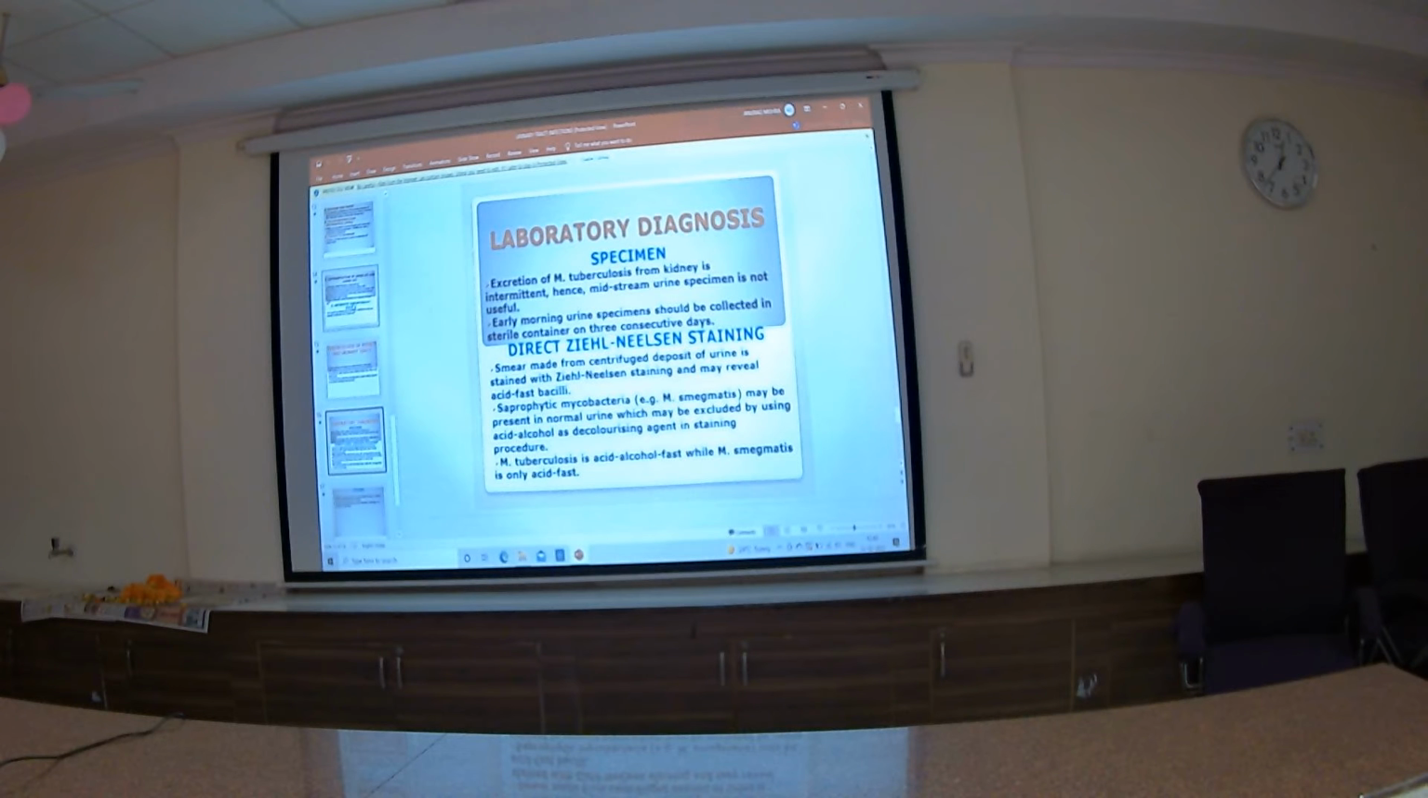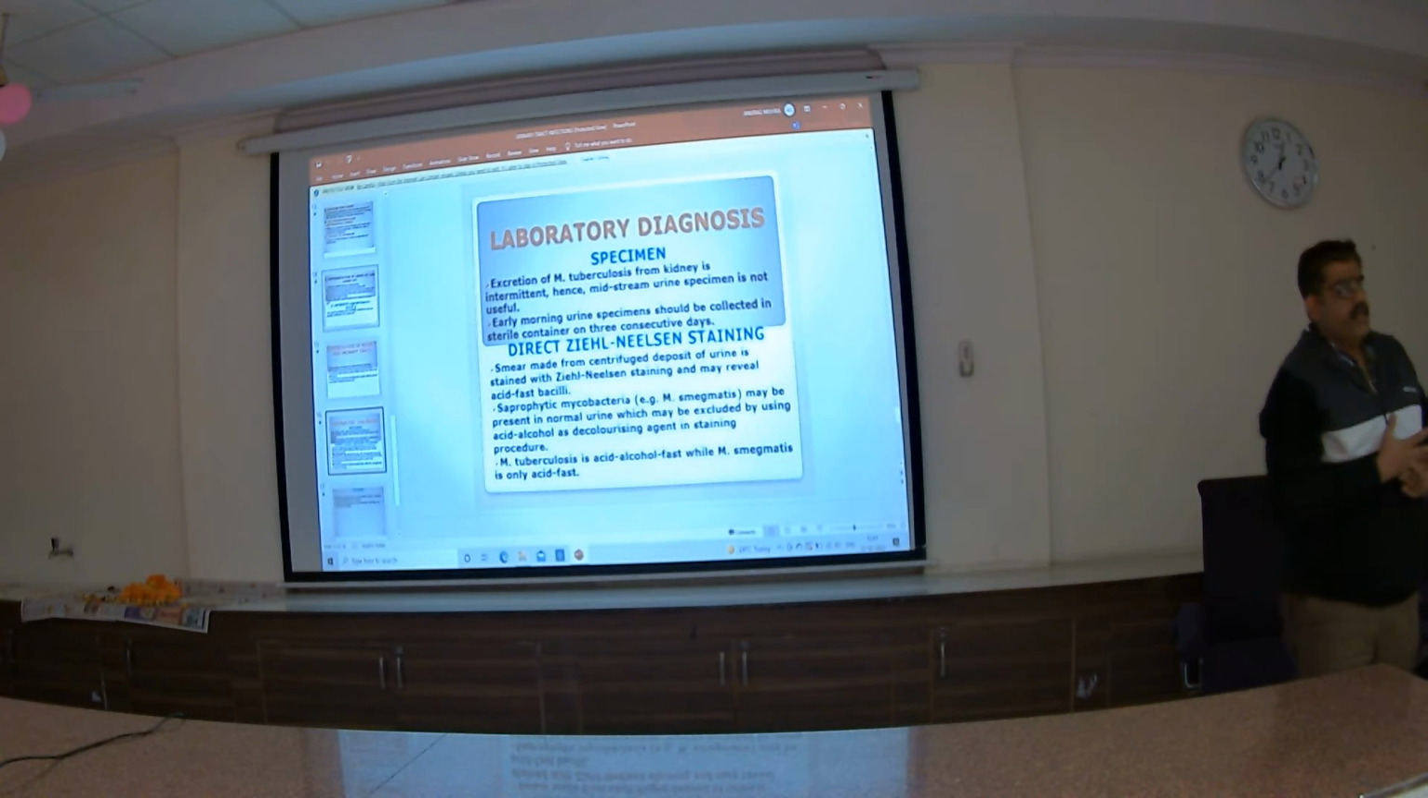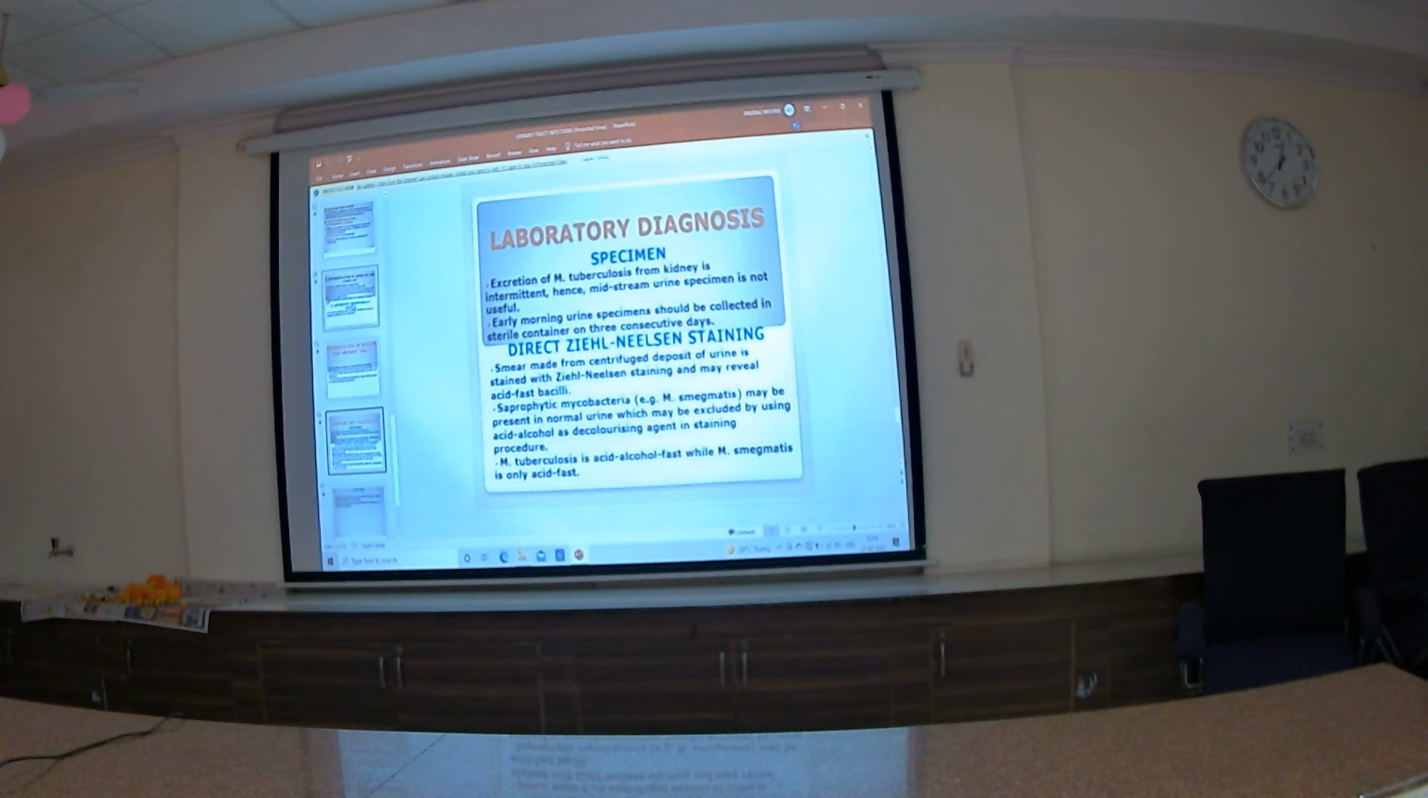Also, Ziehl-Neelsen staining can be done from smear made from centrifuged deposits of urine, which may reveal acid fast bacilli.